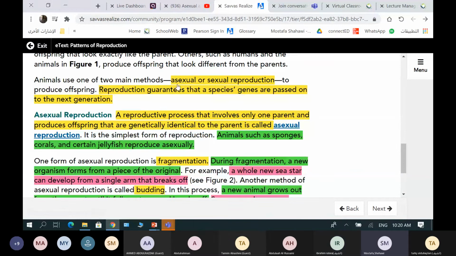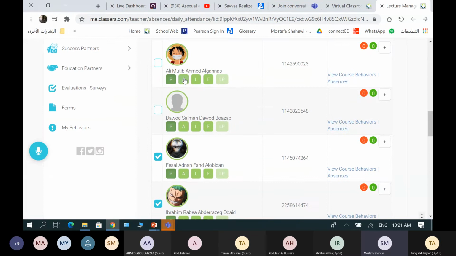Thank you. That's good. So asexual reproduction or sexual reproduction, these are the two types. Both of them guarantee that the species' genes, or genetic materials, will be passed on to the next generation. Each species will pass its genes to the next generation. Thank you, Ibrahim Rabi'.